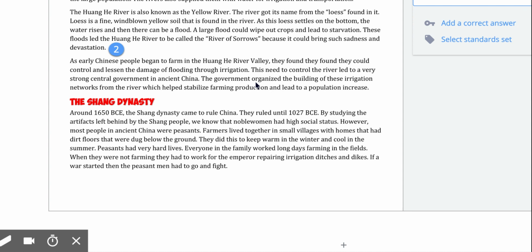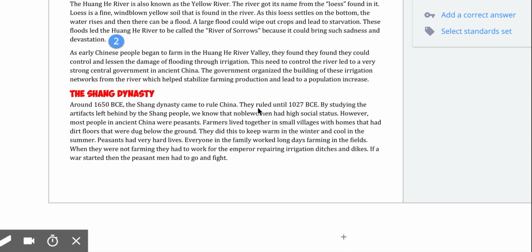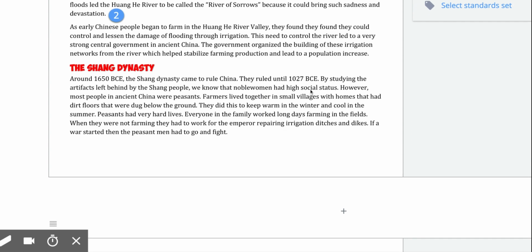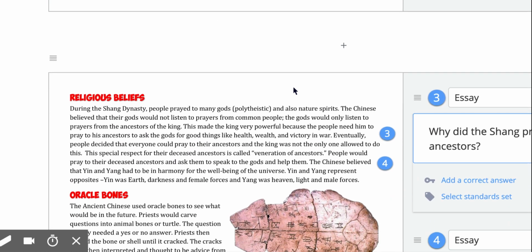However, most people in ancient China were peasants. Farmers lived together in small villages, with homes that had dirt floors that were dug below the ground. They did this to keep warm in winter and cool in the summer. Peasants had very hard lives. Everyone in the family worked long days farming the fields. When they were not farming, they had to work for the emperor repairing irrigation ditches and dikes. If a war started, then the peasant men had to go and fight.